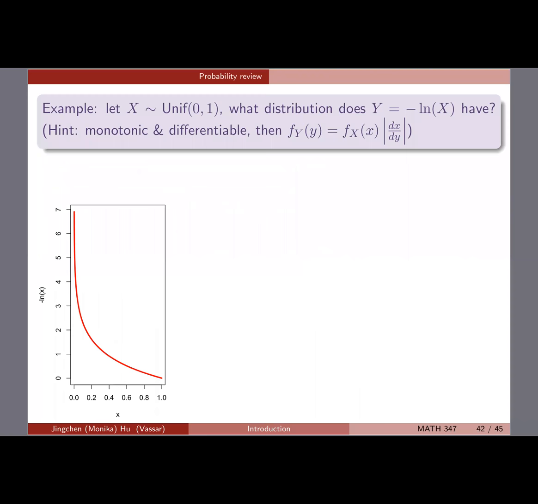So let x be a continuous uniform between 0 and 1, okay? And I ask you, what distribution does y equals negative natural log of x have? So I put down the hint here from the previous slide. You need to make sure that negative log x is monotonic and differentiable, and then you can use this particular formula that we just covered, okay? So I'll give you a few minutes to do this, and then we're going to look at it together.